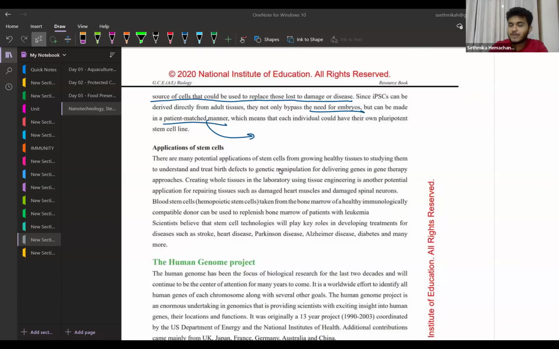How to reprogram? Reprogramming means you take a cell, change the genes, add some genes, and it reprograms.